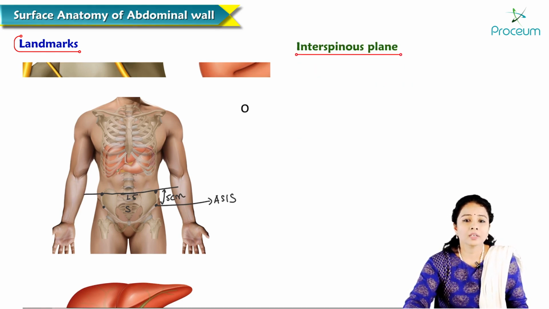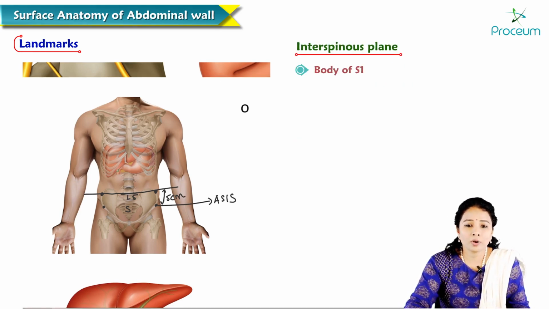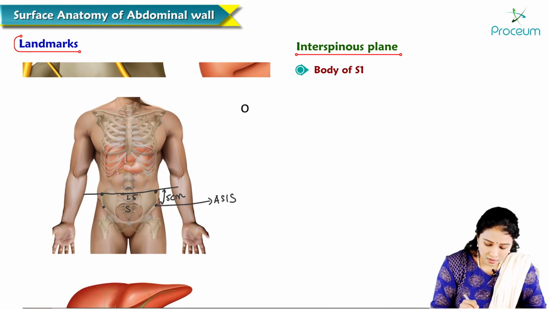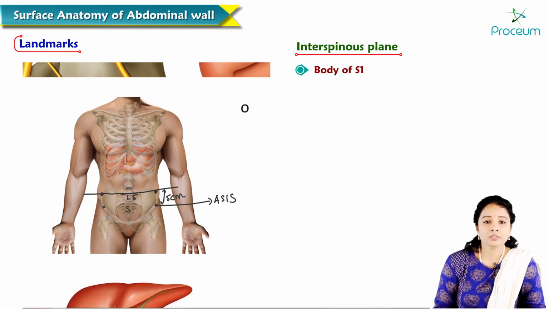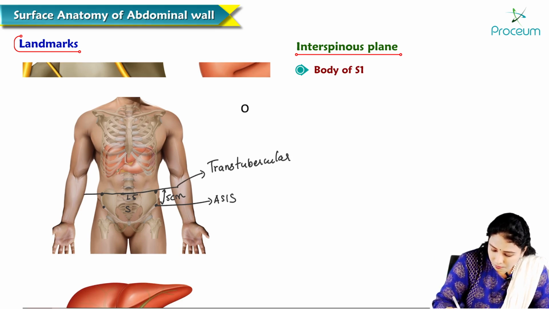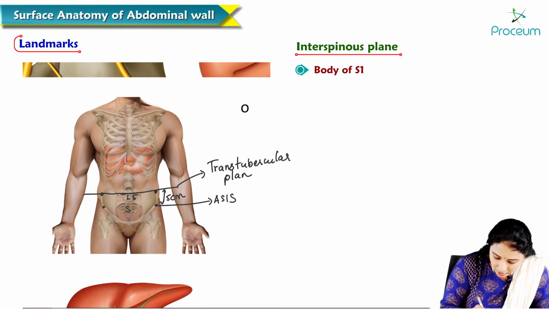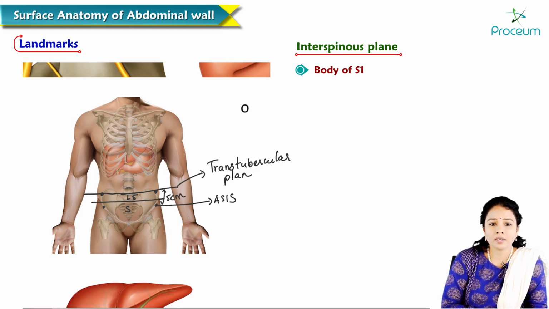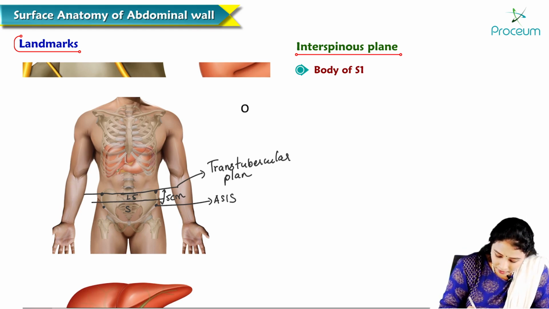Interspinous plane is located along the body of S1. So just below the transtubercular plane, along the body of S1 vertebra, if we draw a horizontal line, it is the interspinous plane.